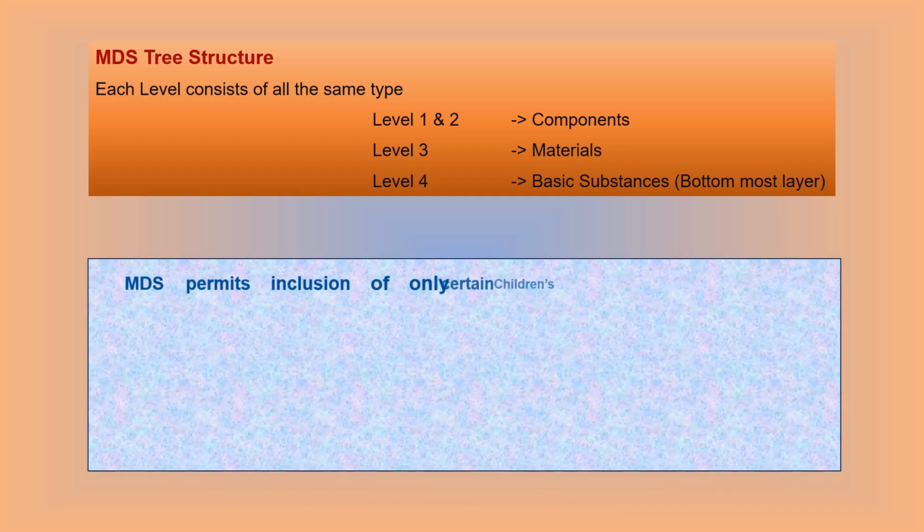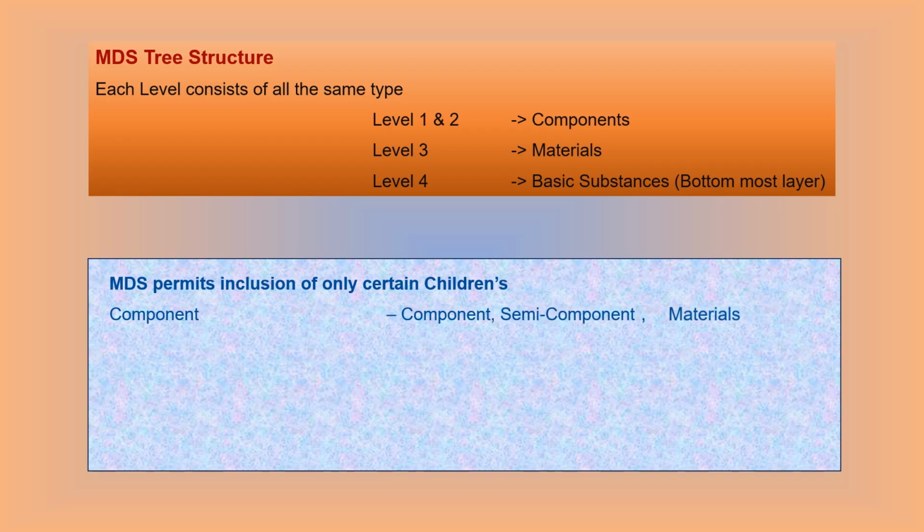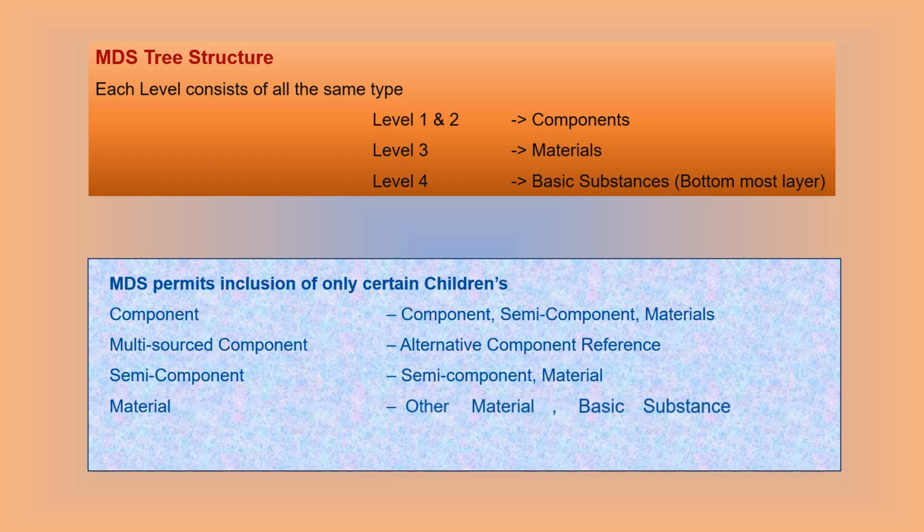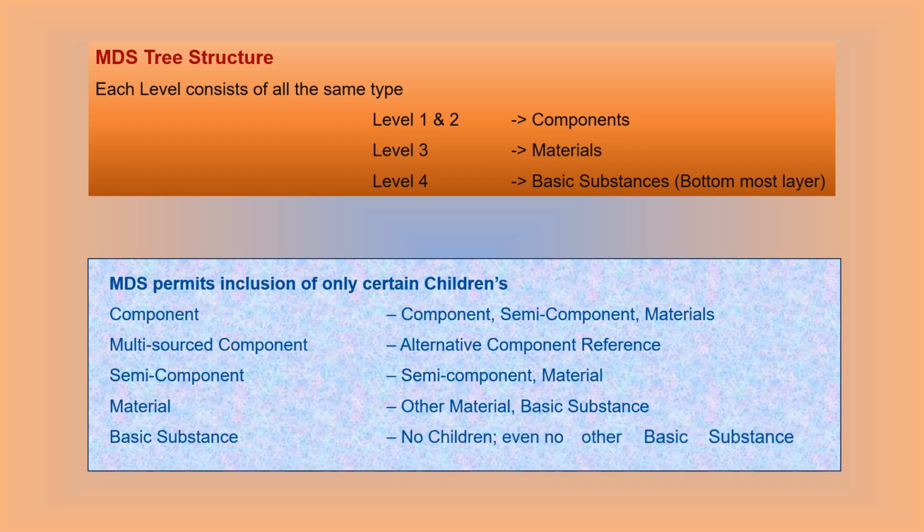MDS permits inclusion of only certain children. A component can have only other components, semi-components or materials as children. A multi-sourced component material data sheet can have alternative component reference. A semi-component MDS can have other semi-components and materials as children. A material MDS can have other materials and basic substances as children. A basic substance MDS will not have any children. Even no other basic substance can be added.